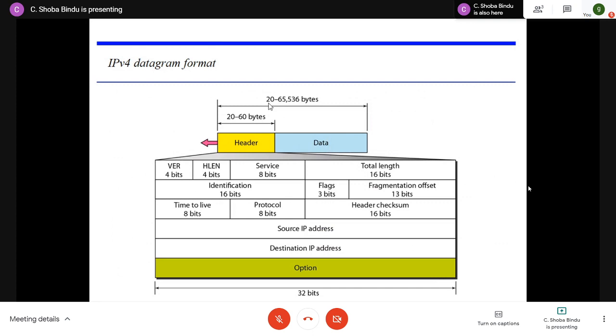So when we look at this header, what is this header? The header is variable in length, as we have said. It can be from 20 to 60 bytes that we can have here.